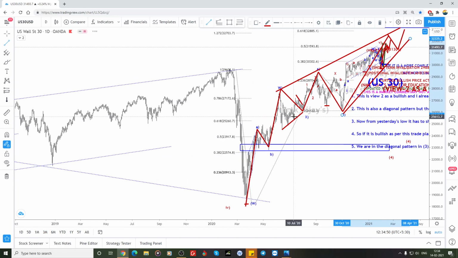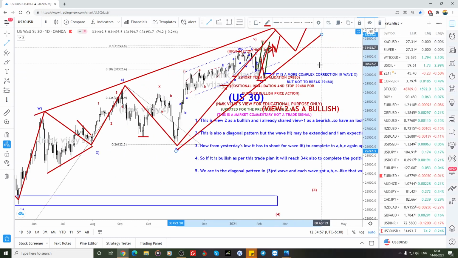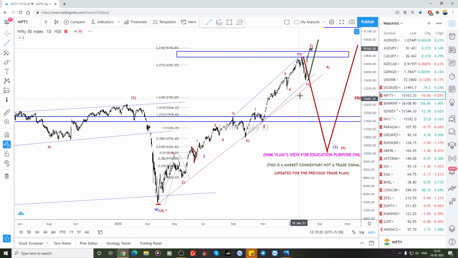So we are still in that third wave end only. Still we are not in the fourth wave. I will show you that. Still, see, we are in that fourth wave. It's not giving that pullback. It's only 1, 2, 3, 4, and 5.